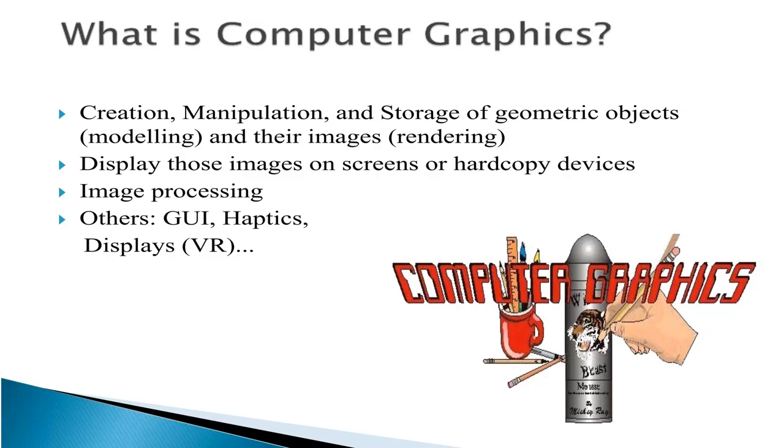At this point, once you are done with your creation of a design or cartoon and so on, you'll be able to view it on your screen. If you wish to have a copy, known as a hard copy, that you can hold as paper, you can use a printer to print it out. Then image processing, GUI, haptics, which is the graphical user interface, the screen of the system, and display VR.